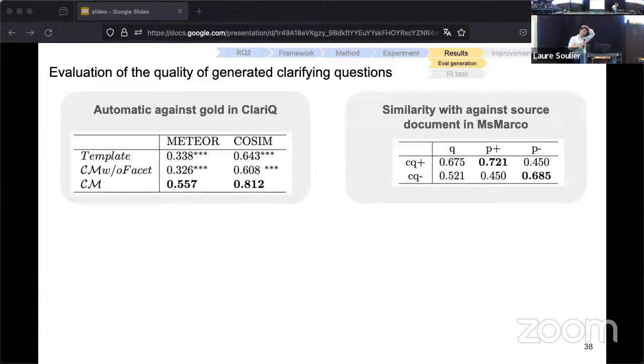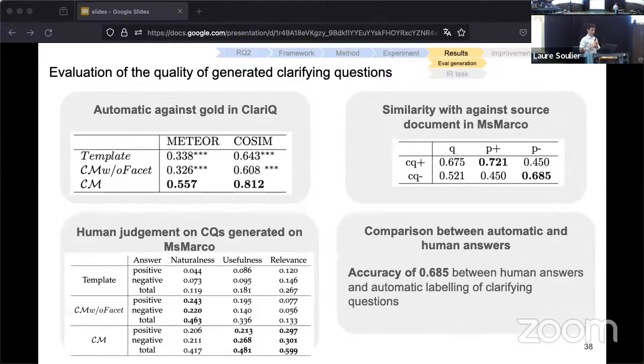So for the evaluation on ClarQ with automatic metrics, we consider the template and also the language model without the facet and with the facets. And we can see that the facet really helps reconstruct clarifying questions. We also compared the generated clarifying questions with their provenance passages, the positive and negative accordingly. We can see that the similarity is higher for the positive clarifying question with the positive passage.